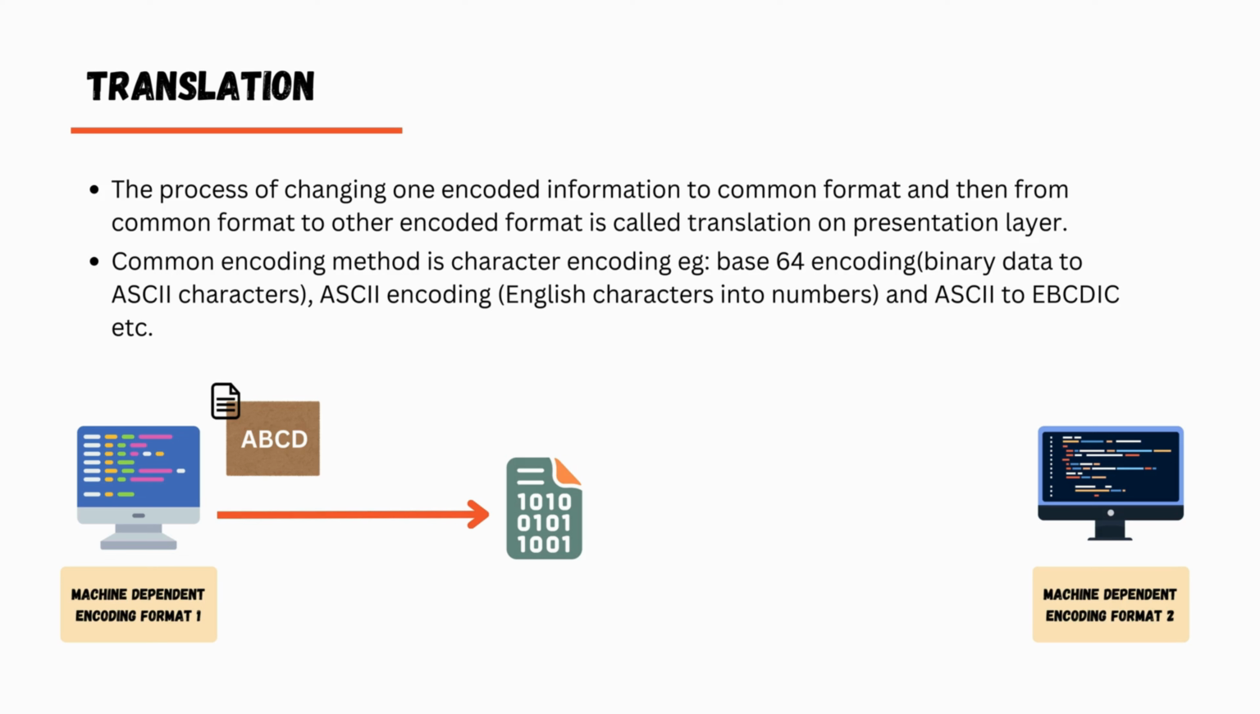Now, once this binary data reaches the receiver machine, on the presentation layer, this binary data will be again converted into the machine-dependent code of the second machine, or the receiver machine. So this is what the translation process is, wherein the data is translated from the first machine-dependent code to the common code. Then, after reaching the receiver station, it is again translated from common code to the machine-dependent code too. All this process of translation happens on the presentation layer of the OSI model.